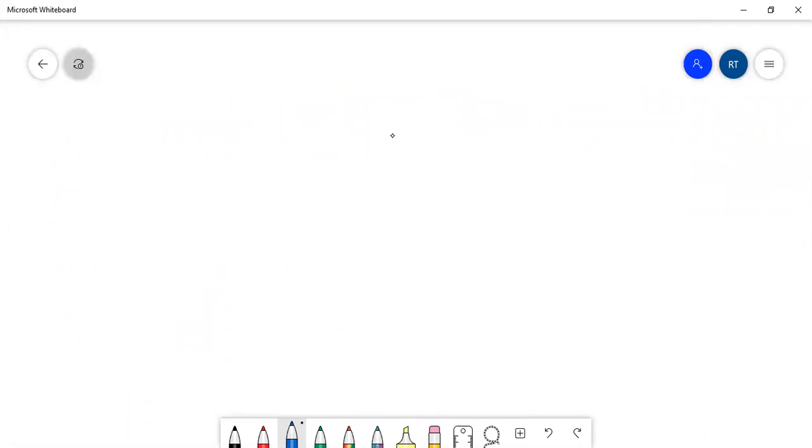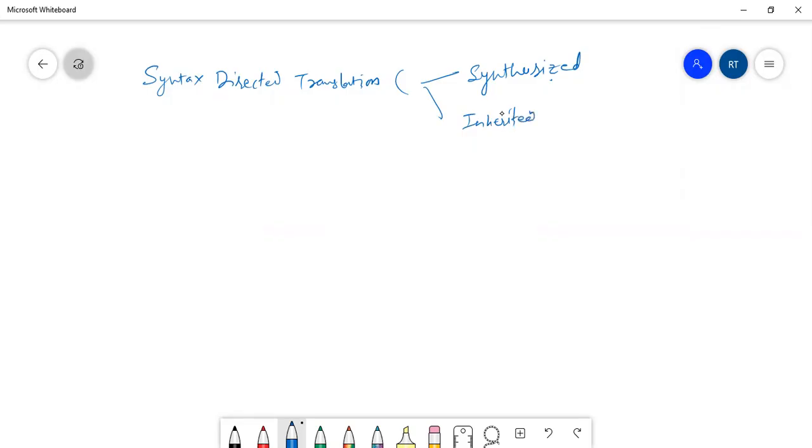Good morning. Today we'll work with syntax directed translations. We started with syntax directed translations, right? Am I audible? And we have two types of syntax directed translations. One is synthesized translations. Second is inherited translations.